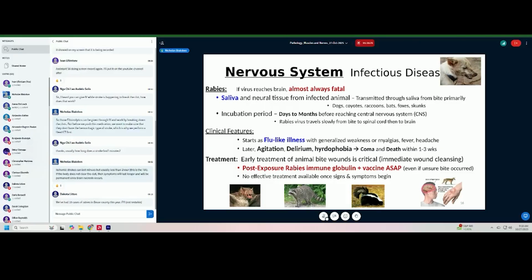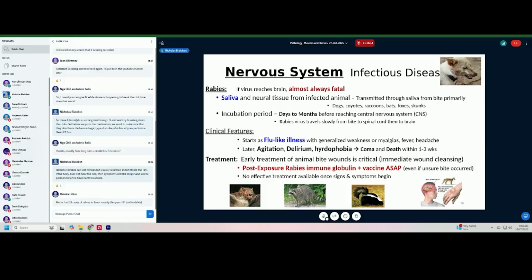If it happens anywhere close to the brain, so you get bit on your hand or your shoulder, then those symptoms are going to present a lot faster than if you were bitten on your foot. But still, no matter where you're bitten, eventually that rabies virus is going to make its way back up the spine into your brain.